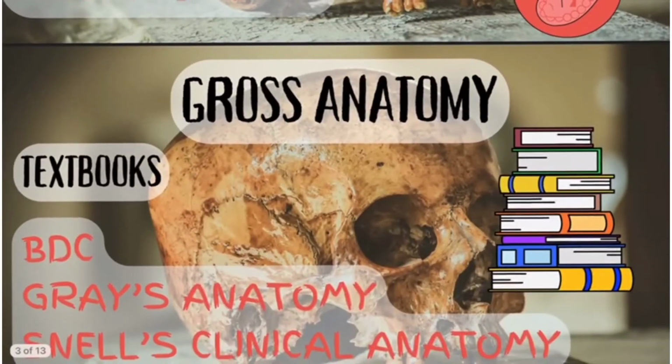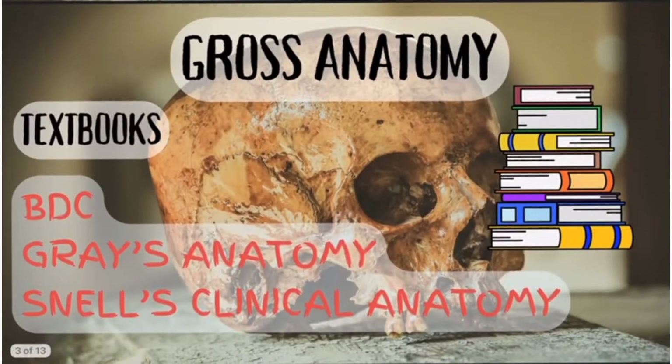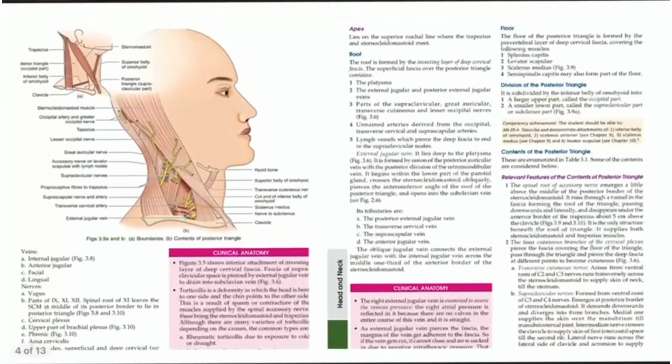Okay, so first let's talk about gross anatomy, and for that we have textbooks. The three main textbooks followed by most medical students are BD Chaurasia's textbook, Gray's Anatomy, and Snell's Clinical Anatomy. Let's take up these resources one by one. In the slide, I have some pictures from BDC, from the chapter The Posterior Triangle. The thing with BDC is that it has really great theory, and it's summarized into points.